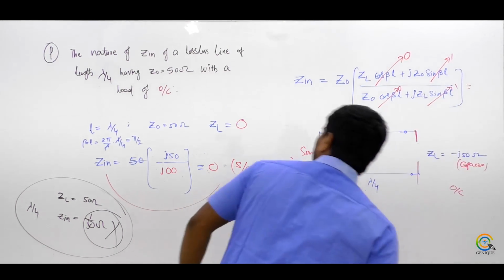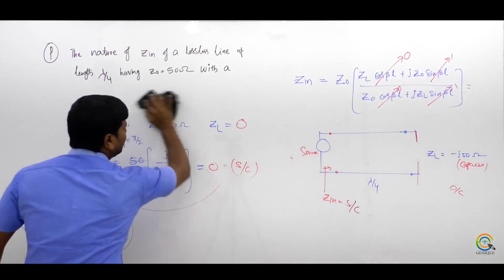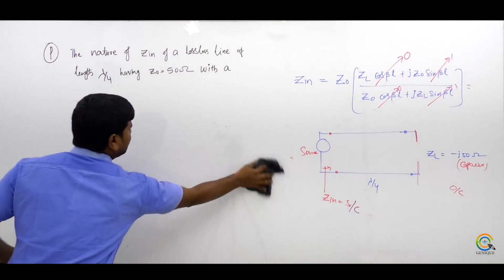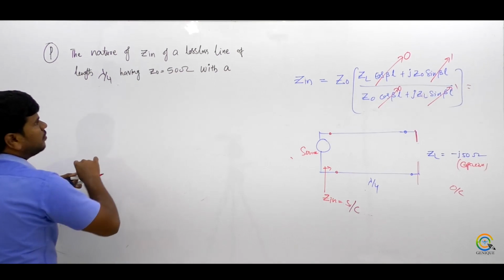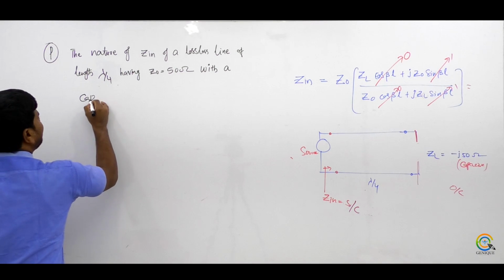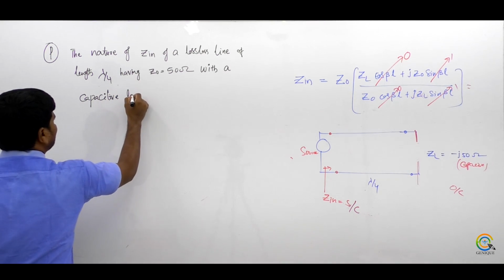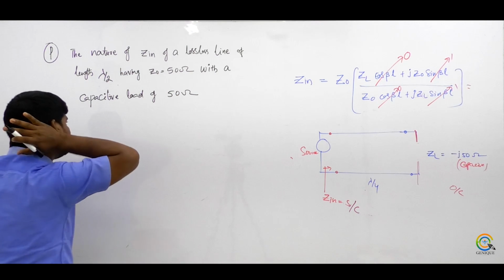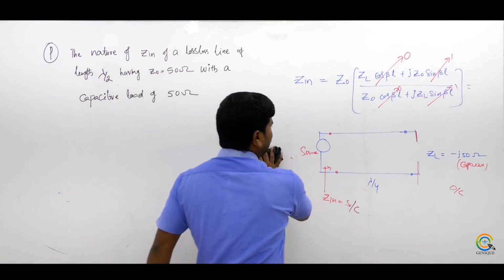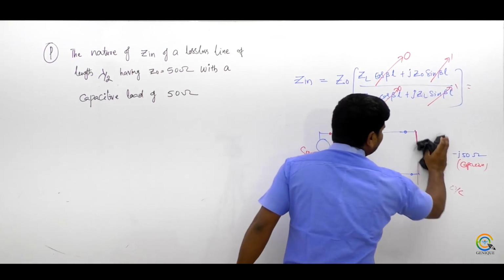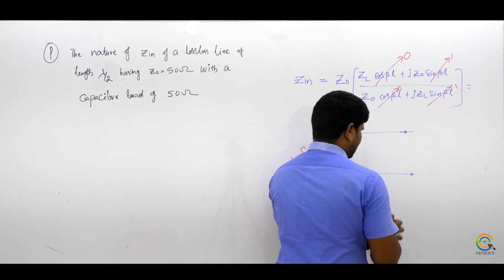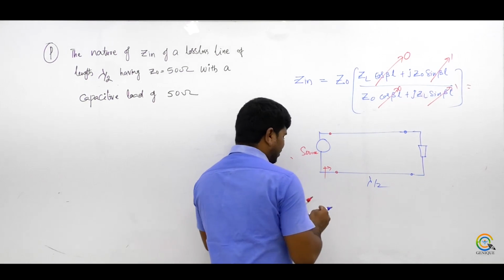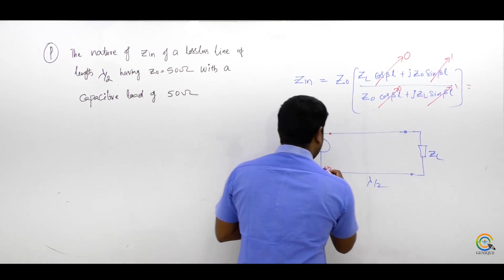Now for the same question, what was the question? The question was a lambda by 4 line having 50 ohm with a capacitive load (50 ohm). Let us suppose the length I have taken here is lambda by 2. What if the distance between the source and the load terminal is lambda by 2? Then what will be the Zin? Let us suppose this is ZL and this is Zin.